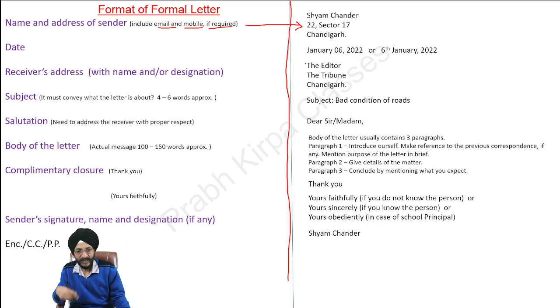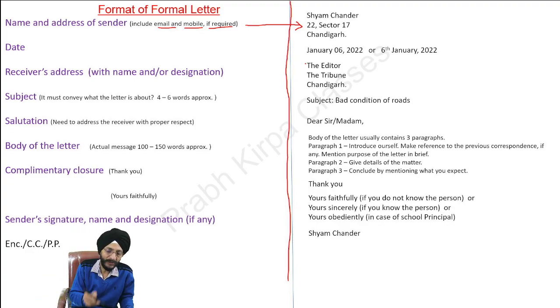If you think that the person receiving the formal letter may be using the computer and you expect that the reply the other person may give you on your email, then you may mention your email address and mobile. Then after writing your name and address, you have to leave some space. That is, if you are writing letter in the exam, you may leave one line, then write date.